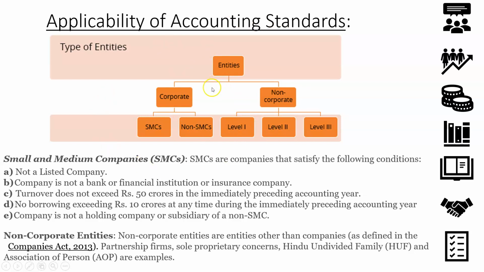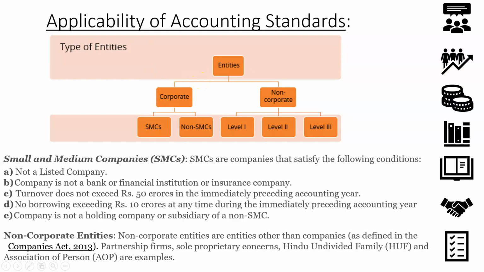So entities are differentiated into two kinds, that is corporate and non-corporate. Now the word corporate means companies only, but it is further divided into two subparts, that is the small and medium sized companies and the non small and medium sized companies. The non-corporate entities are also covered into three types of categories. So when I talk about the corporate entity, let us pick this one first. Here it is covered into SMCs and non-SMCs.